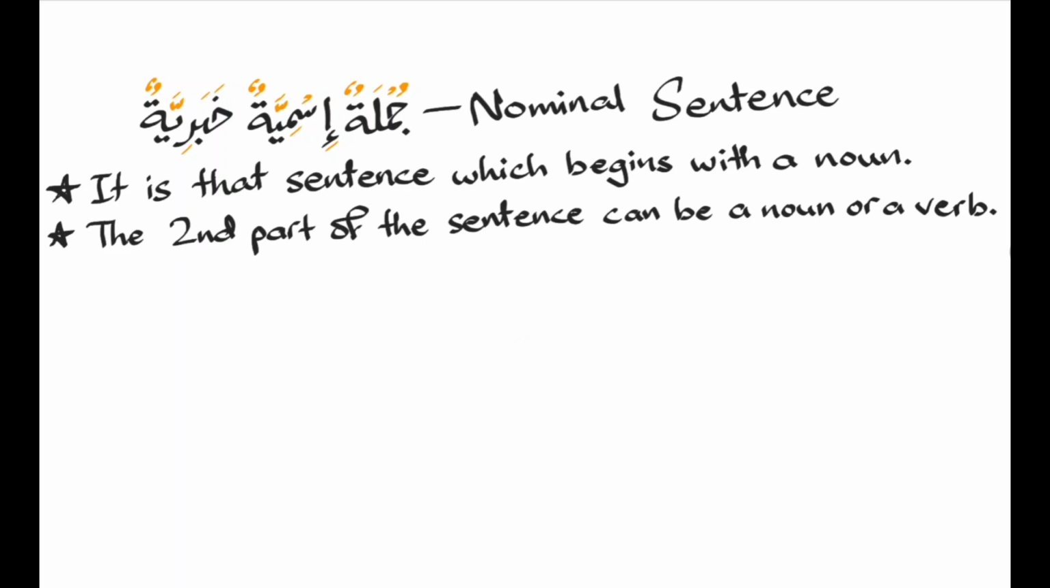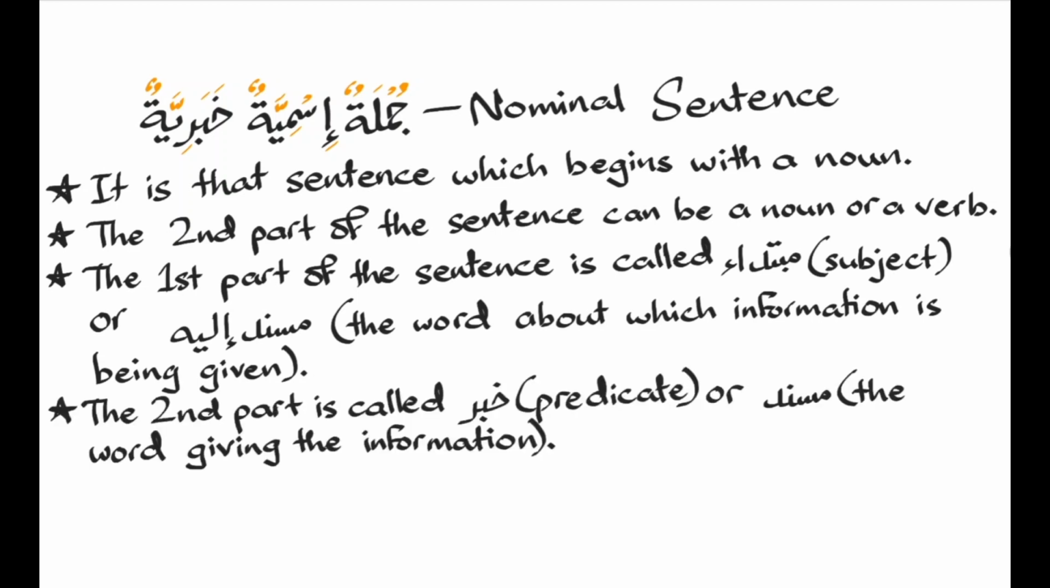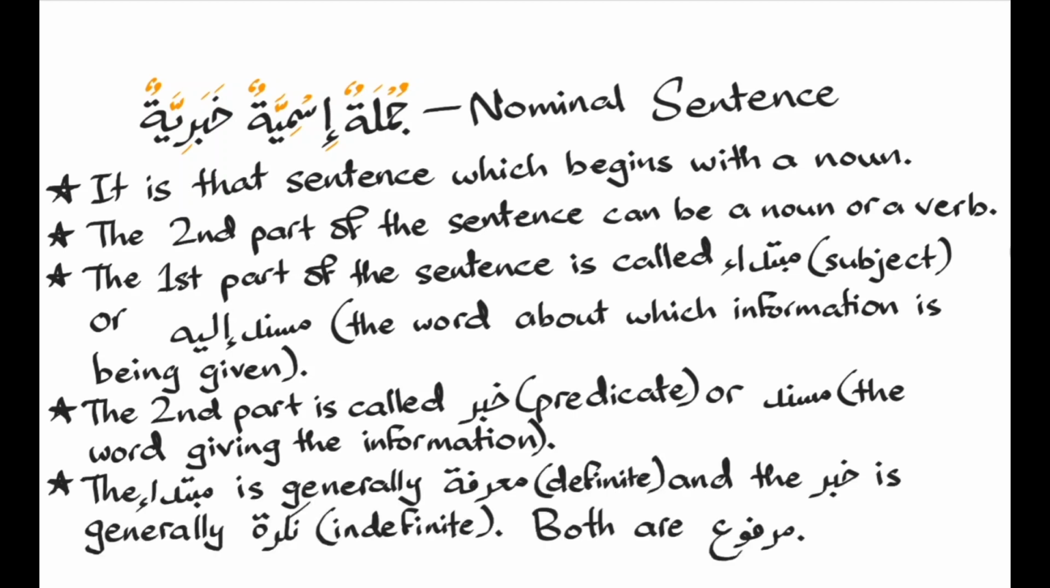The second part of the sentence can be a noun or a verb. The first part of the sentence is called mubtada, subject, or it's called musnad ilay, the word about which information is being given. The second part of the sentence is called khabar, predicate, or it's called musnad, the word giving the information. The mubtada is generally ma'rifah, meaning definite, and the khabar is generally nakira, indefinite.